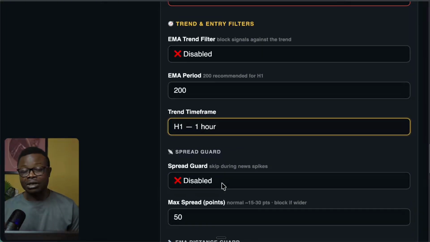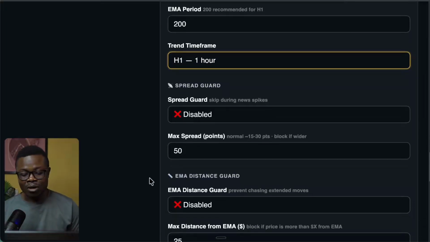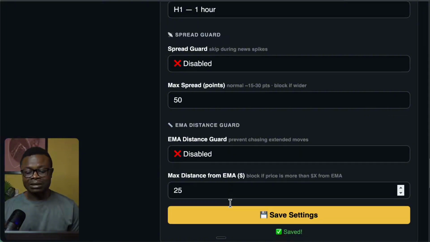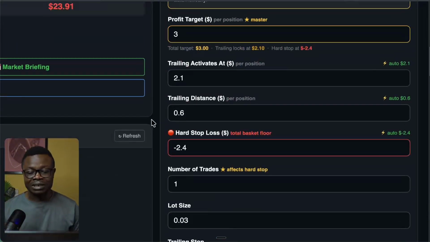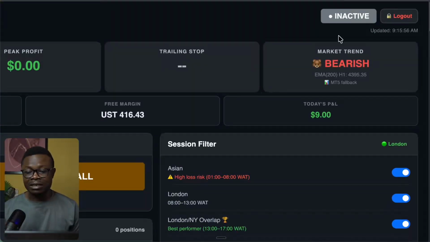If you want to, you can go ahead and enable or disable this. What this does is it helps you when there is too much volatility in the market. All of these options right here, I go ahead and disable if I'm not using indicators. Once I finish, I just click on save settings, and the settings will automatically be saved. And that is basically it. Whenever this bot takes a trade, you will see right here that what says inactive will become active, and then the trailing stop will be here.